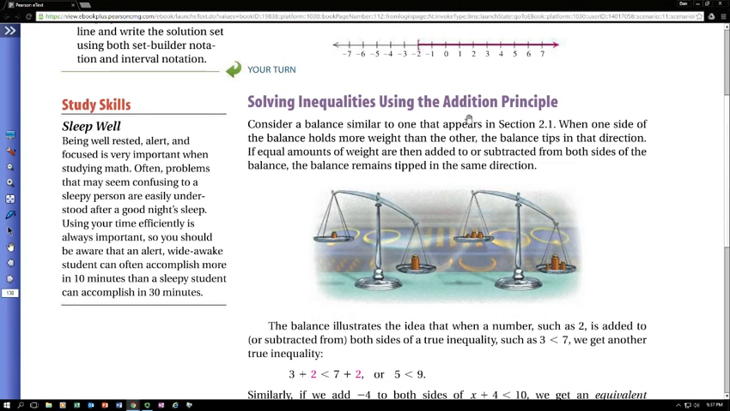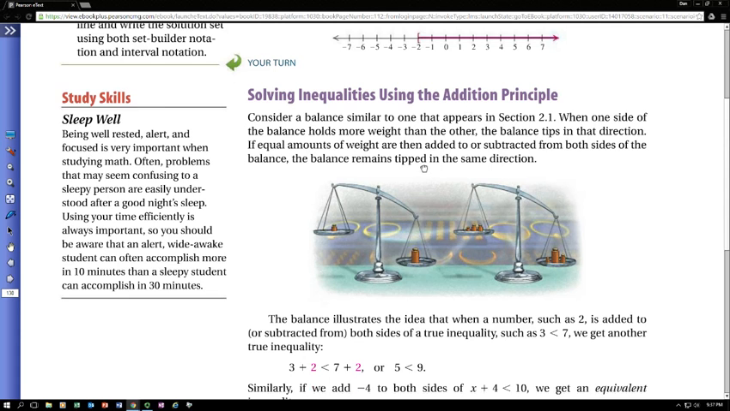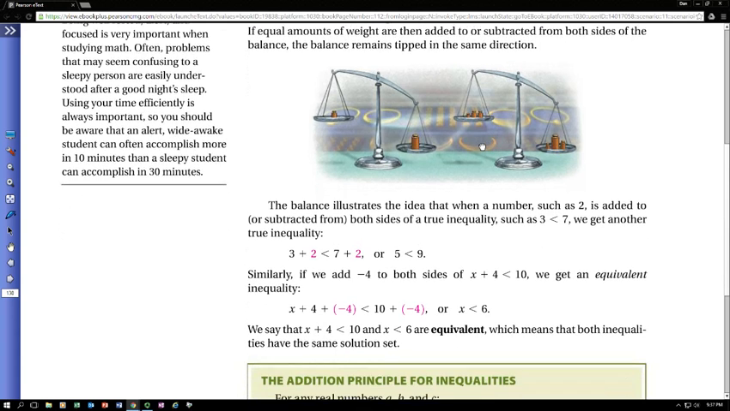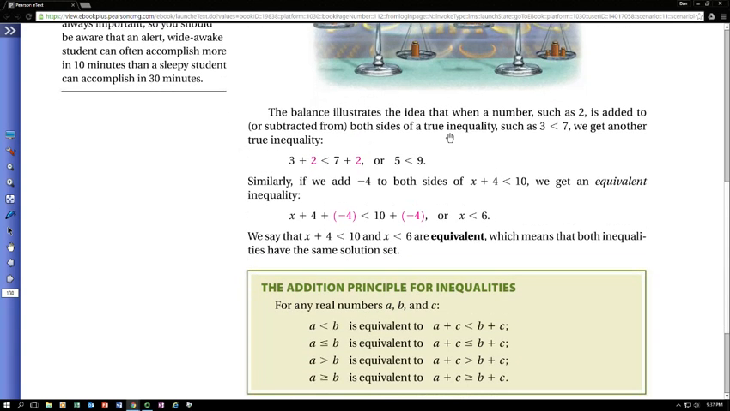So that's inequalities. Now, what do we do when we get more complex inequalities? Well, we can use the addition principle, which says that I can add the same thing to both sides. They're showing the balance scale and saying, hey, this doesn't balance, but if I add the same amount of weight to both sides, they'll still be unbalanced in the same way. In other words, I can use the addition principle.